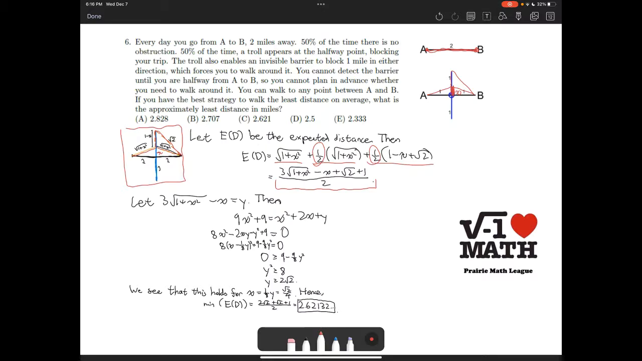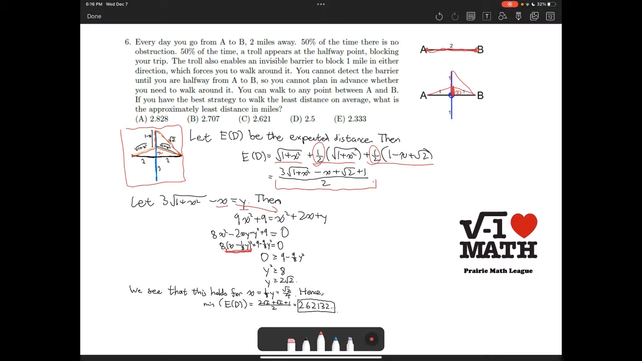So right now we just let this be equal to y. Then 9x squared plus 9 is equal to x squared plus 2x plus y. So here we've just moved x to the other side, and squared both sides. Then we can simplify. And, what was it called? Sorry, I forgot the name. But anyways, I should remember this later. Oh yeah, completing the square.